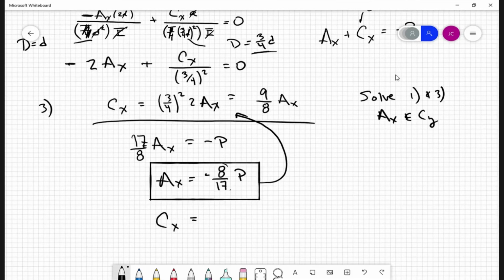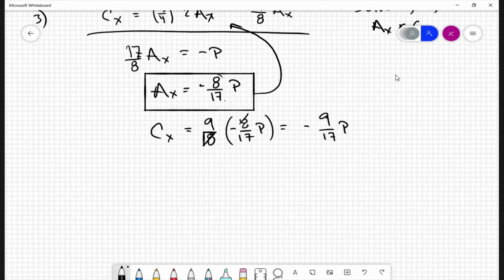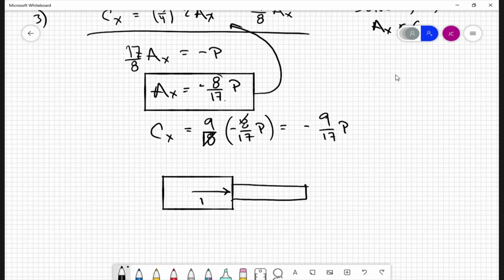And now if we take that and put it into here, we get that CX is 9/8 times AX, but AX is minus 8/17 P, so the 8's cancel out, and we get minus 9/17 P. So if we redraw it, here we have the force P acting, and then at C it's actually in the opposite direction that we drew, and it's 9/17 P. And likewise at A, it's also in the opposite direction, and that is 8/17 P.